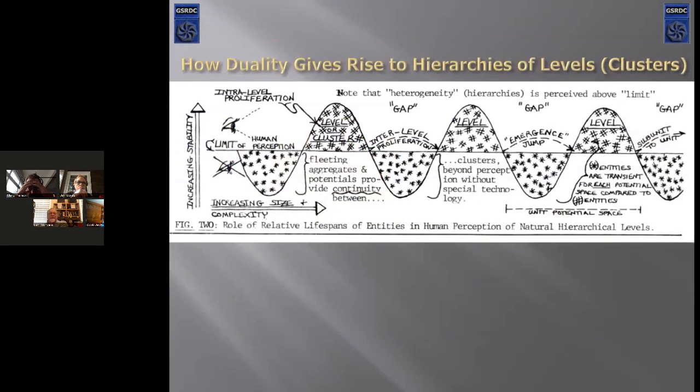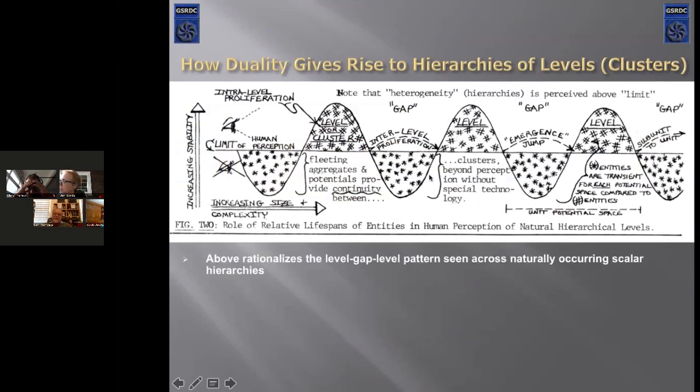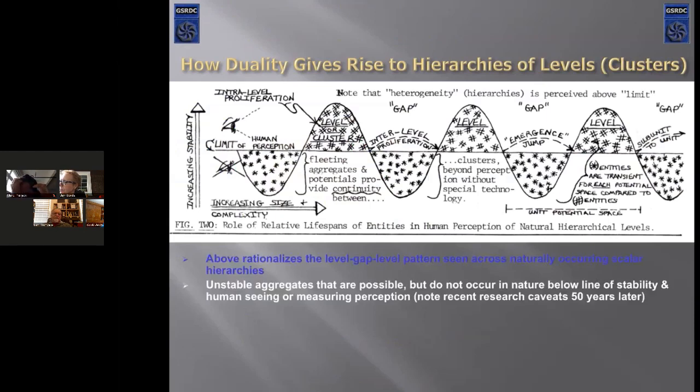And we see just the levels, which is, you see the little eye up in the corner over here. We see these in nature, and we see a big gap in between. So hierarchies are level, gap, level, gap, level. And these are different types of systems that originate by origins for the first time somewhere. And this is a series of integration, diversification, integration, diversification. We don't see the connecting ones as a field. So it rationalizes the level gap level pattern seen in naturally occurring hierarchies and in human ones too.